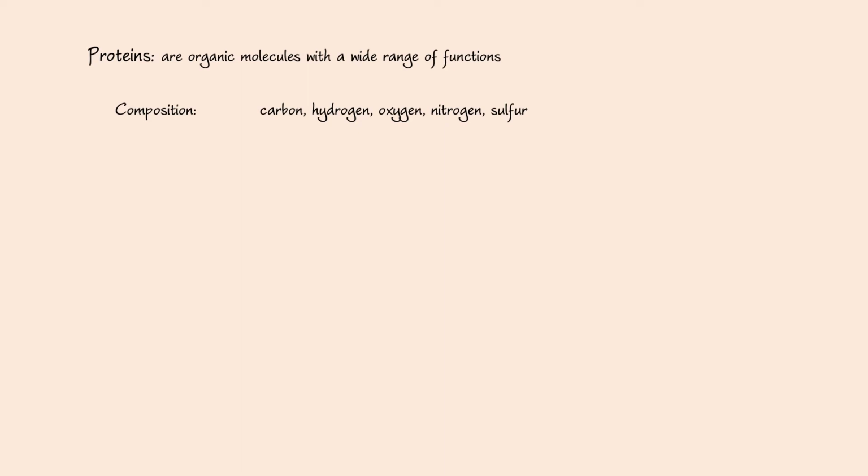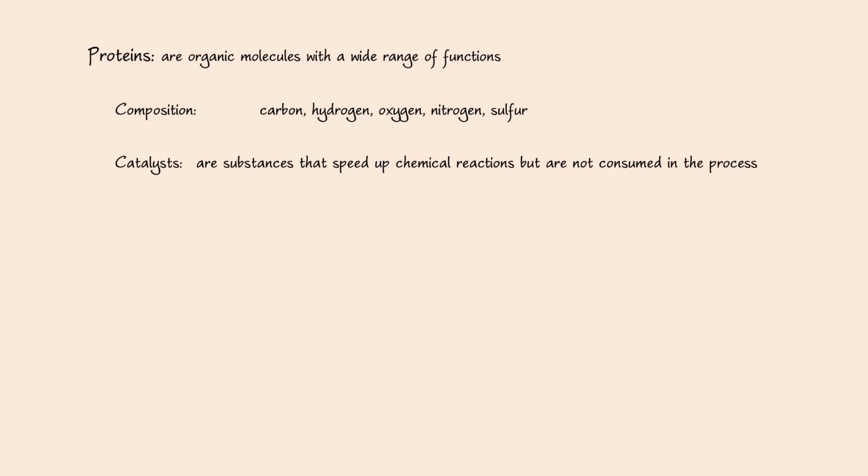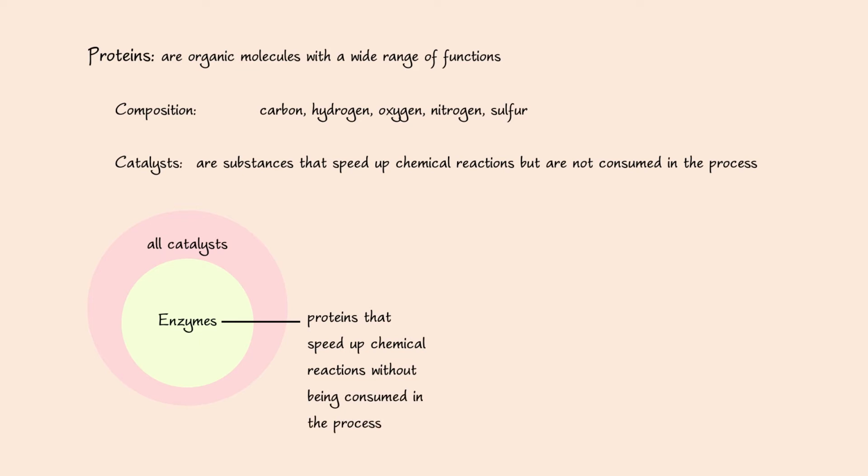Before we discuss further details of proteins, let's define a term. Catalysts are substances that speed up chemical reactions, but are not consumed in the process. There are many types of catalysts. We will represent all catalysts with a large circle. In biology, we are interested in a subcategory of catalysts referred to as enzymes, represented here by a smaller circle within the large circle. Enzymes are proteins that speed up chemical reactions without being consumed in the process.